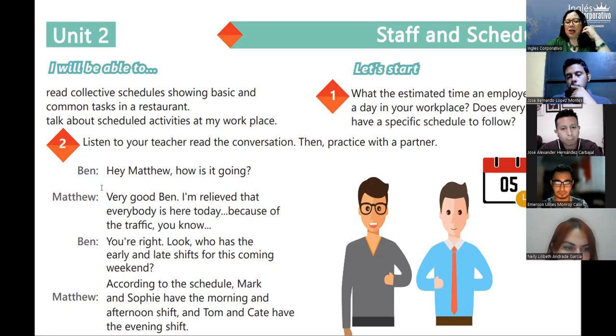Okay, so is there any question about the conversation? Is there any question about the vocabulary there? No questions? Okay, then. They are talking about Mark, Sophie, Tom, Kate, that staff, they are employees, right? And they are talking about shifts. Morning shift, afternoon shift, evening shift, so time, right? Early and late shifts. Early, morning. Late, evening, okay? So they are talking about the time and who is in charge of doing the tasks during that time.